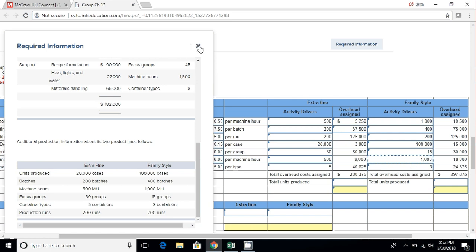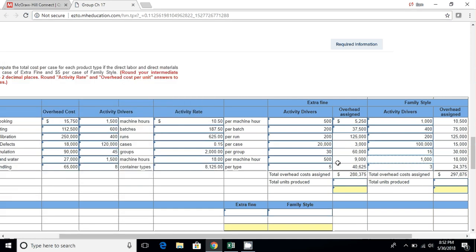Okay. So we filled out the whole chart, and you'll see what happens. Based on this activity-based costing, it looks like we're going to assign a cost of $280,375 for extra fine, $297,875 for family style. But then it says, how many units did you produce? Well, we know that. It was 20,000 cases for extra fine and 100,000 cases for family style.